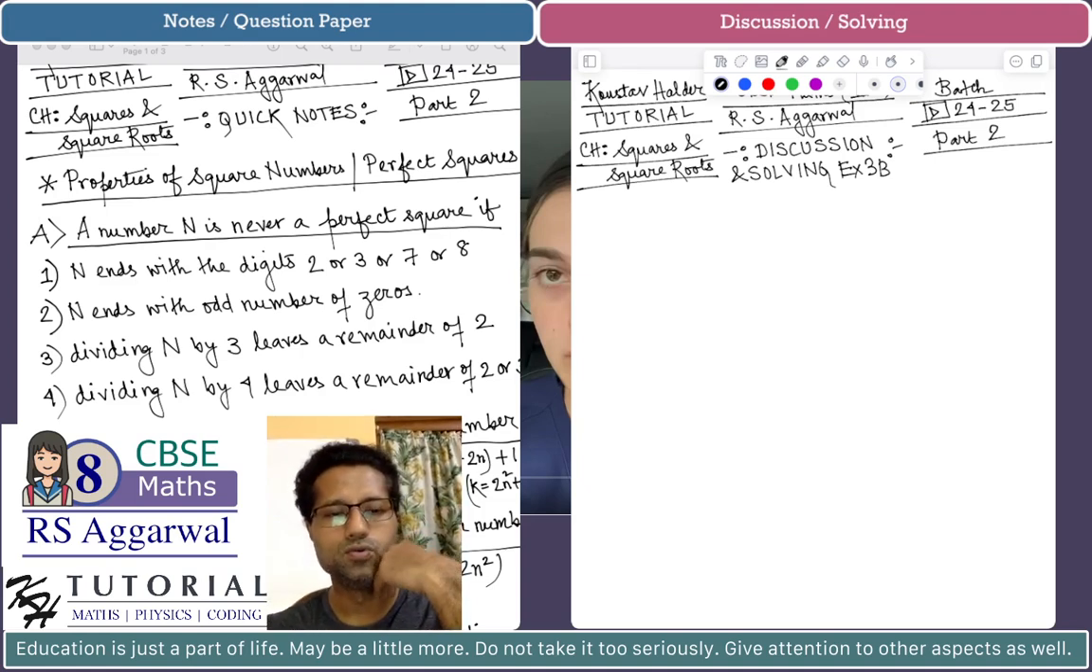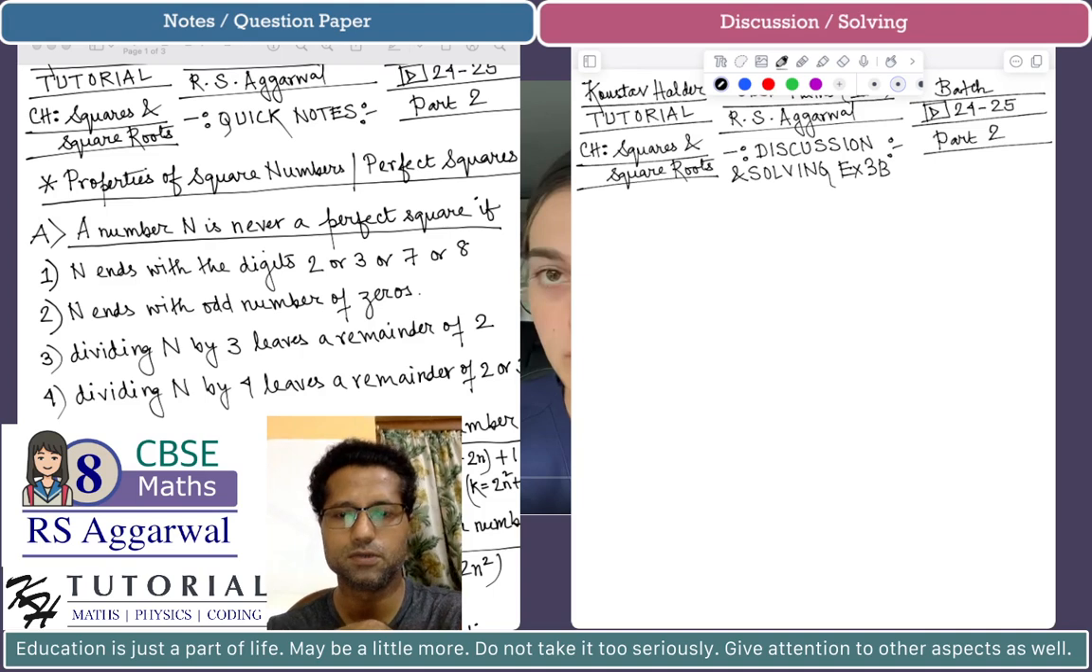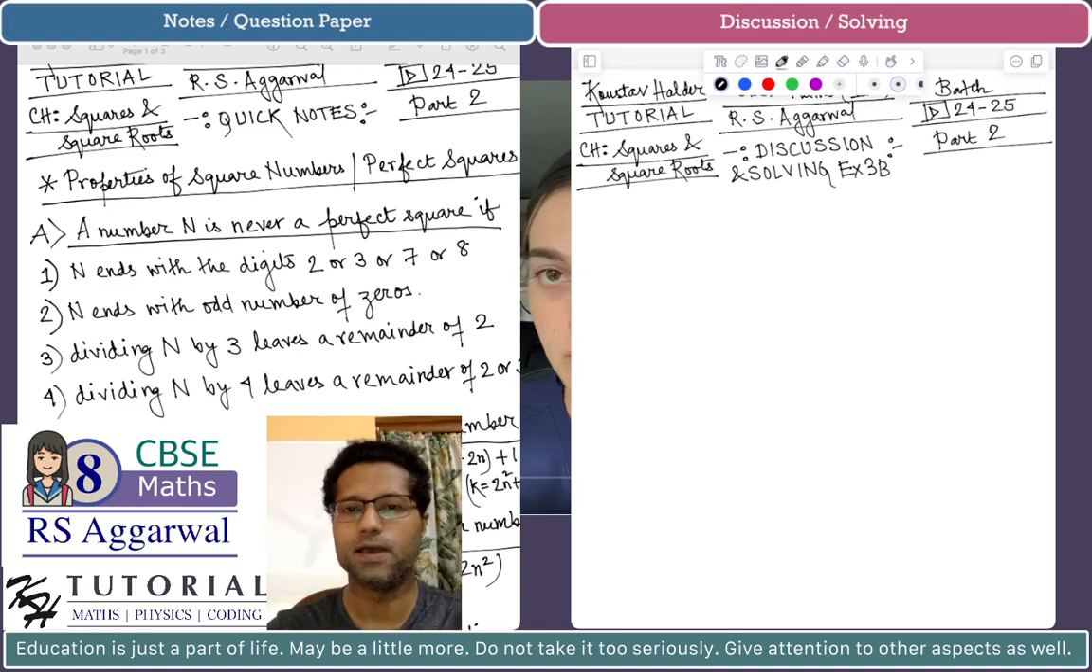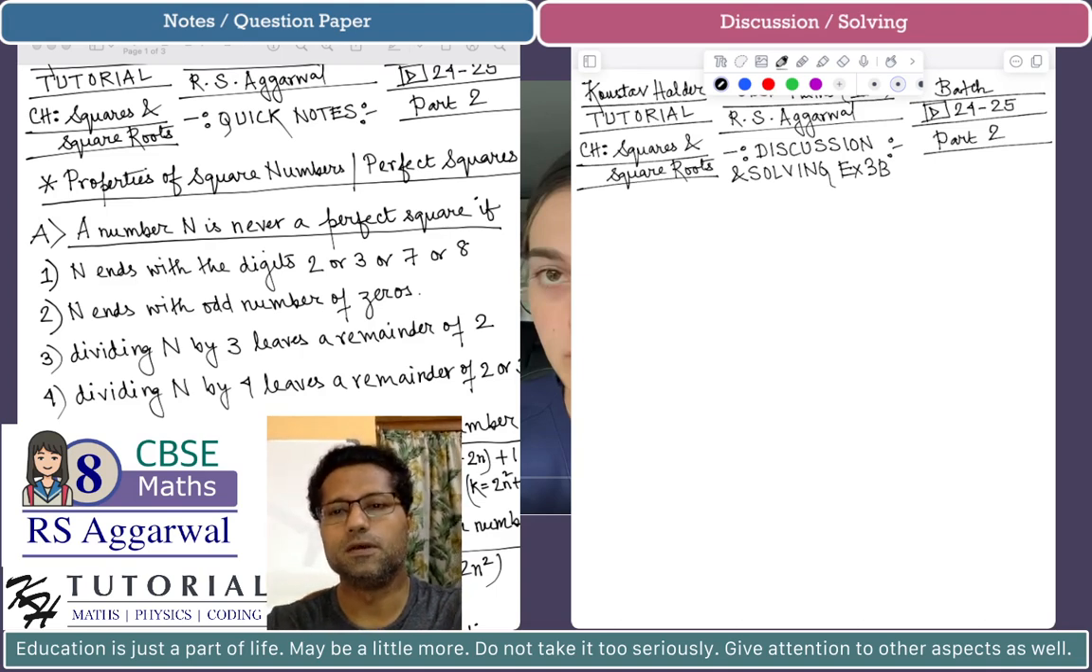Second, if n ends with an odd number of zeros, it cannot be a perfect square, because if a number ends with 0, definitely it means that it is the square of another number which will also end in 0. Now let's say I have a number, let's say 120. If the number has an odd number of zeros, then it will never be a perfect square.